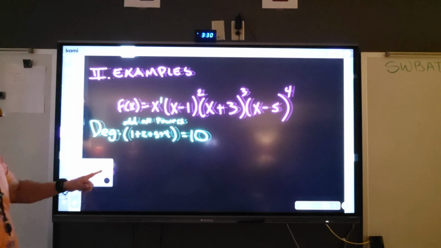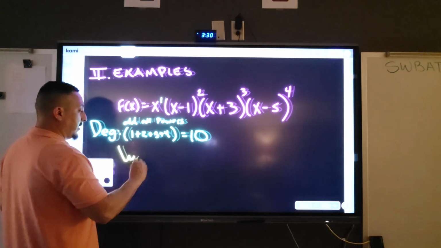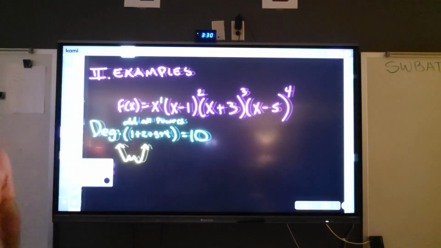Okay, now here's why it matters. 10 is even. Even power looks like a W. Yeah. So I know what it's going to look like already. It's going to be like a W because it's an even degree. Okay.